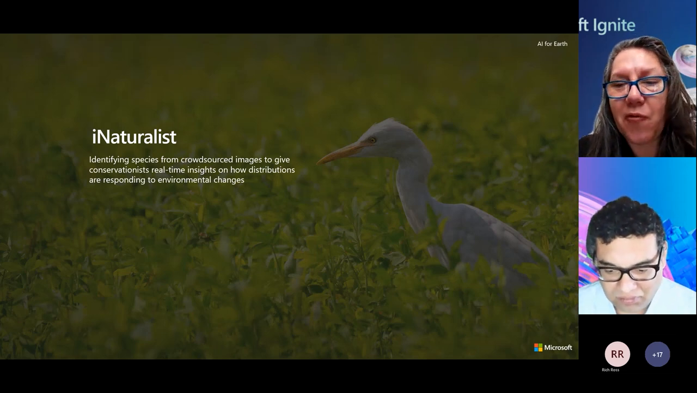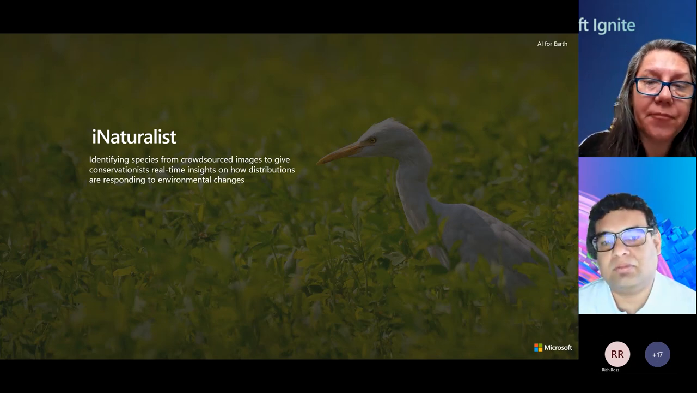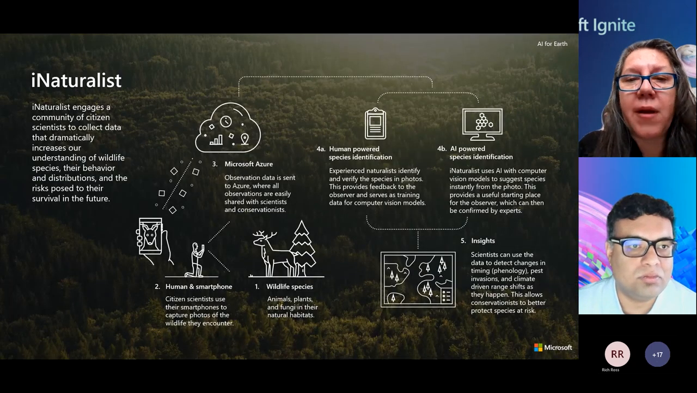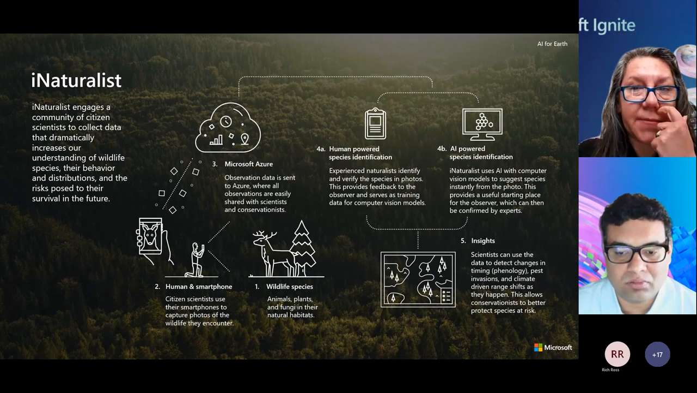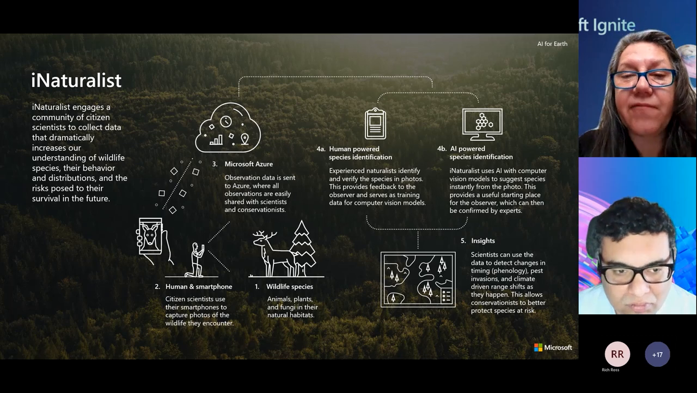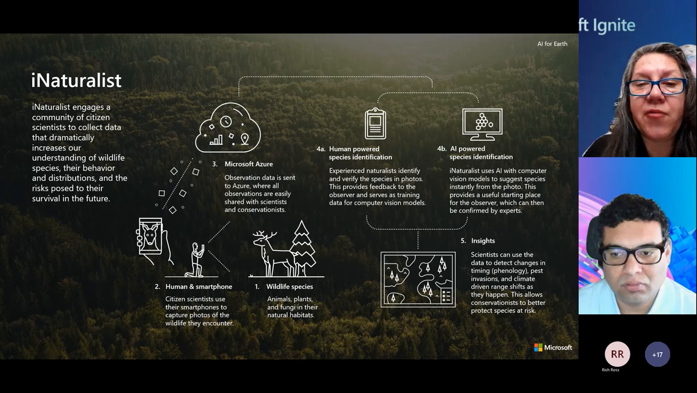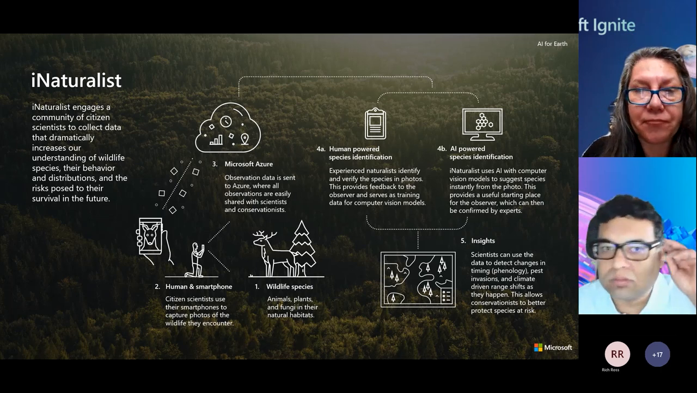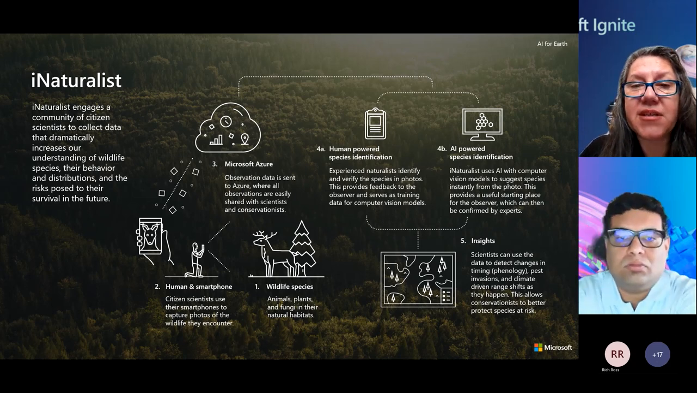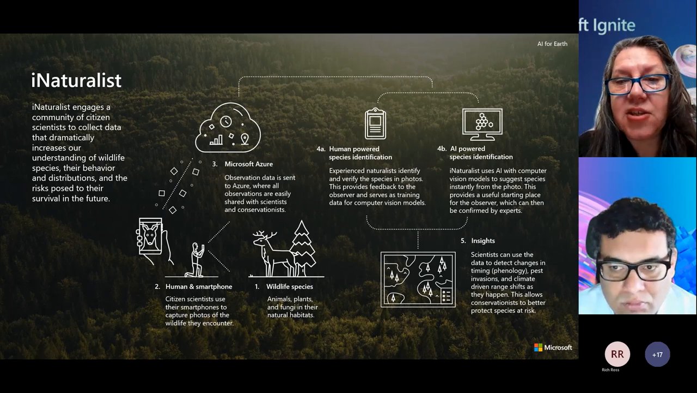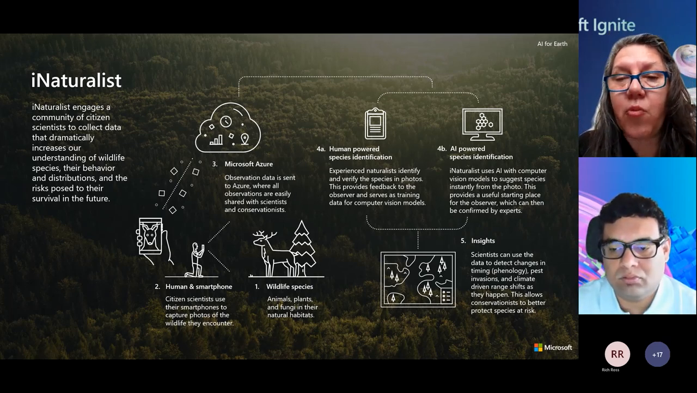It's a citizen scientist site so that people from around the globe can actually identify fauna and flora. And the way that it works is pretty straightforward. One, when you see some sort of wildlife species, animals or plants or fungi, for those of you that don't know, fungi are mushrooms, then what you do is you take a photo with your smartphone as a citizen scientist to capture a photo. Then that photo is uploaded into Azure, and observation data is sent to Azure along with the photo.